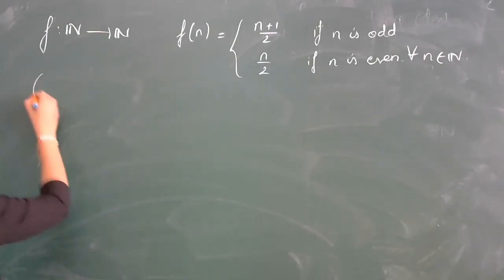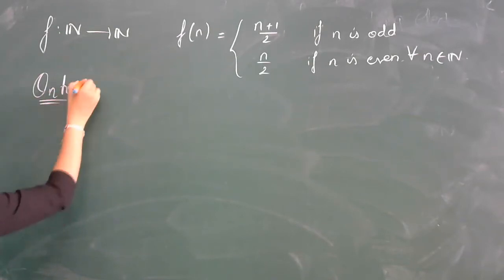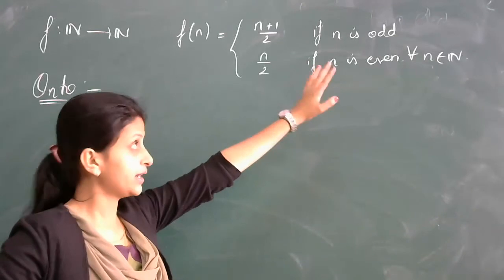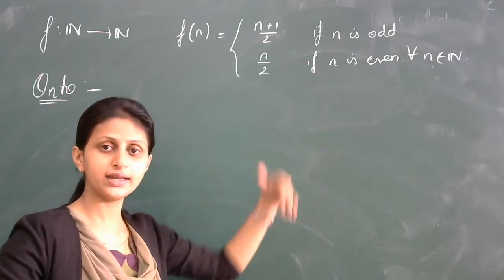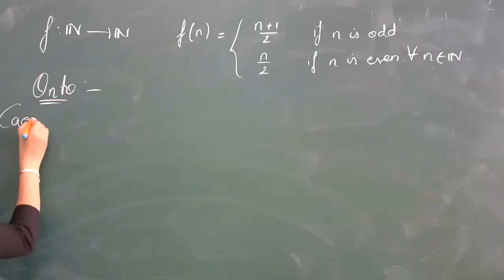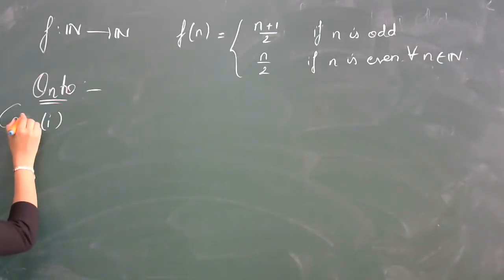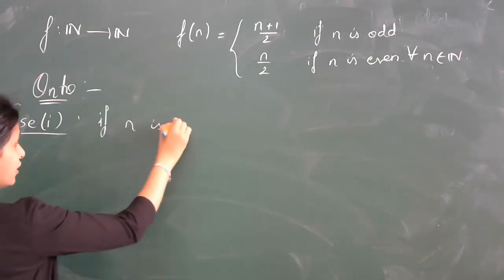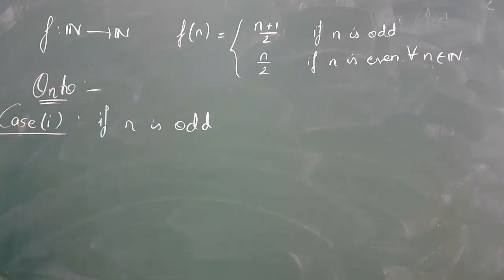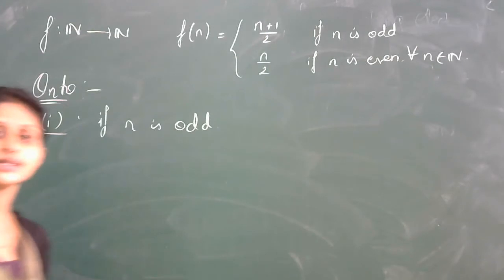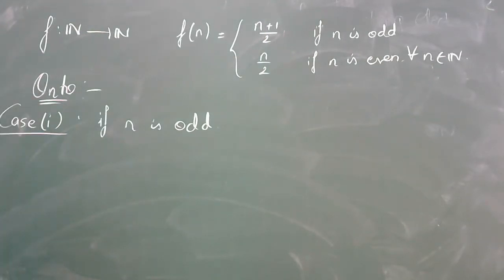Now let us check whether this function is onto or not. But here, students, you can see we have two cases. We have case 1 when n is odd, and case 2 when n is even. Let us see both the cases. Case 1: if n is odd, let us take only this case. When n is odd, the function is defined as n plus 1 by 2. Now if n is odd, can you tell me what will be my range?